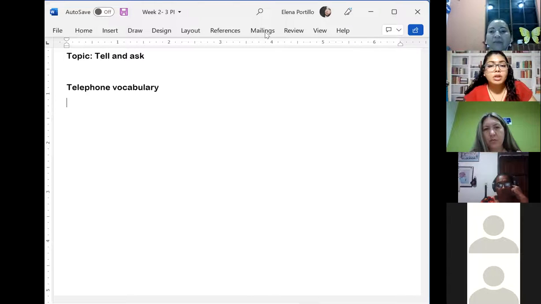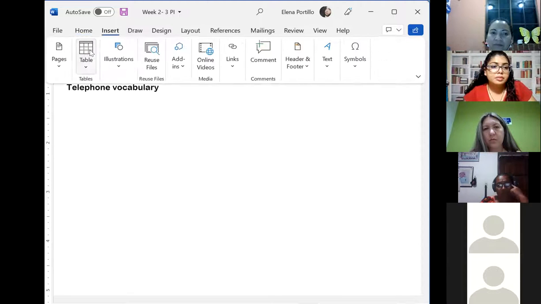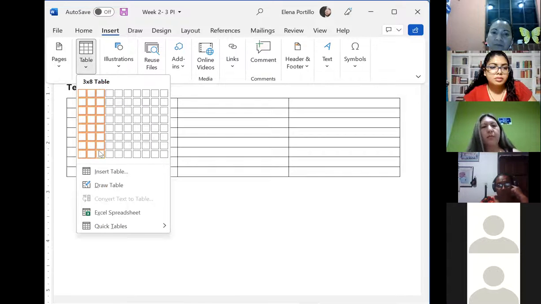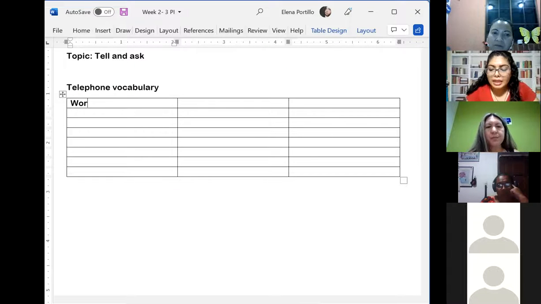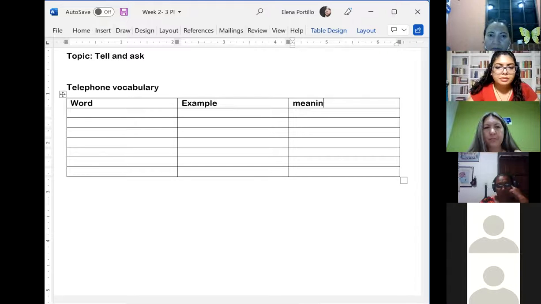So now we are going to have the word, the example, and the meaning. So we have here, first, we are going to write the word. Then we are going to write the example, and then we are going to write the meaning.